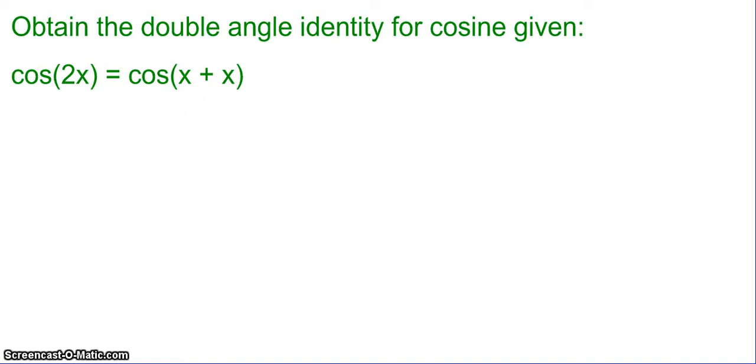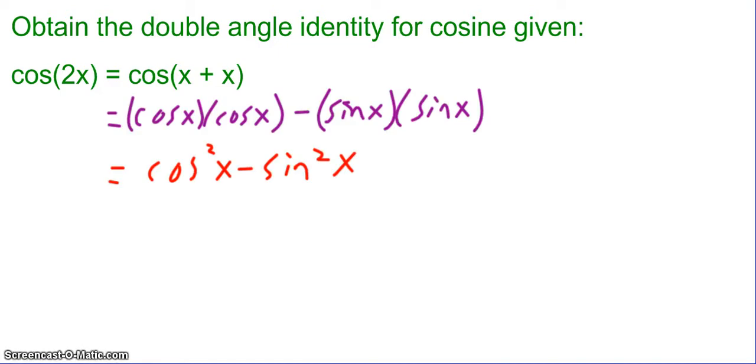With that said, I want you to show cosine of 2x, given cosine of 2x equals cosine of x plus x, obtain the cosine double angle identities. Pause the video, unpause when you're ready to check your work. Alright, this one should also hopefully be pretty straightforward and easy. Use your sum formula for cosine, so that becomes cosine of x times cosine of x minus sine of x times sine of x. Cosine of x times cosine of x is cosine squared of x. Sine of x times sine of x is sine squared of x. This is one version of my double angle identity for cosine.